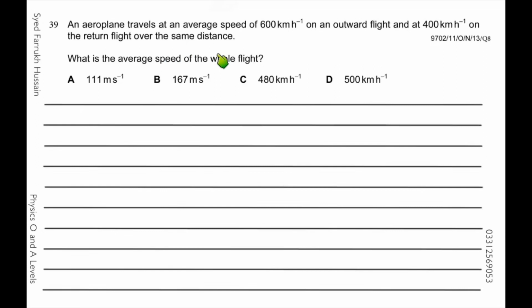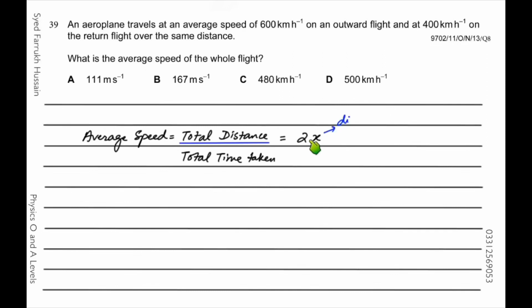An aeroplane travels at an average speed of 600 kilometers per hour on an outward flight and at 400 kilometers per hour on a return flight over the same distance. So the distance is the same. The speed while covering the distance initially is 600 kilometers per hour, and when the aeroplane was returning it had a speed of 400 kilometers per hour. You have to find the average speed. Average speed is total distance upon total time. Total distance is 2x because it covered the same distance twice, once while going and once while returning.